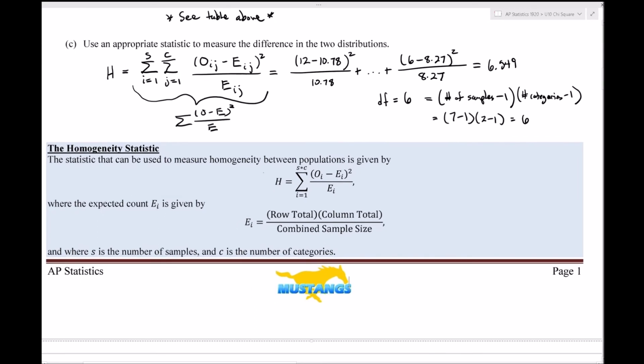So here's our formal formula. Here's the formula for a homogeneity statistic. I wrote it as a single sum. It's really supposed to be written as two sums, the way that I wrote it up top underneath the letter C. So it's two counters, I and J, and one stops at the number of samples, and the other stops at the number of categories. But in either case, it's a bunch of entries. In this case, S times C is the limiting value. In this case, it was 14. And then there's our formula for expected counts underneath here. For expected counts, it's row total times column total divided by the combined sample size, which I called big total earlier. I'd rather use big total anyway.